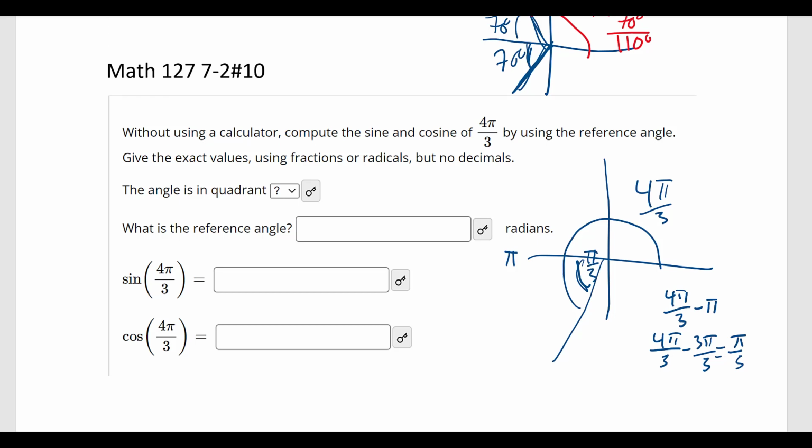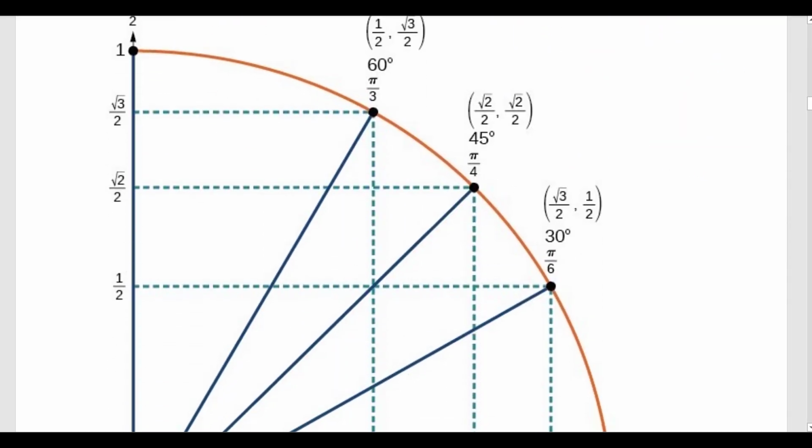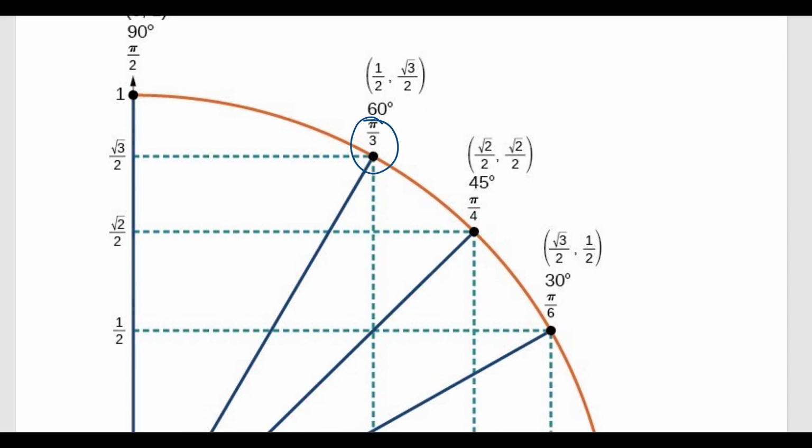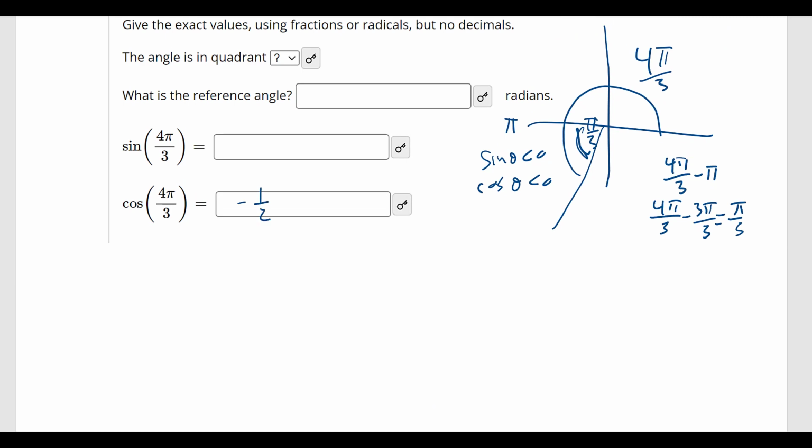Now, they're both negative in this quadrant. So sine is negative, cosine is negative. So now we're going to go to our reference angle and look at what that would give us. Our reference angle is pi over 3, but this is going to be negative because of the quadrant they're in. The cosine is going to be the x value, the y value is the sine. So our cosine of 4 pi over 3 is negative 1/2, and our sine of 4 pi over 3 is negative square root of 3 over 2.